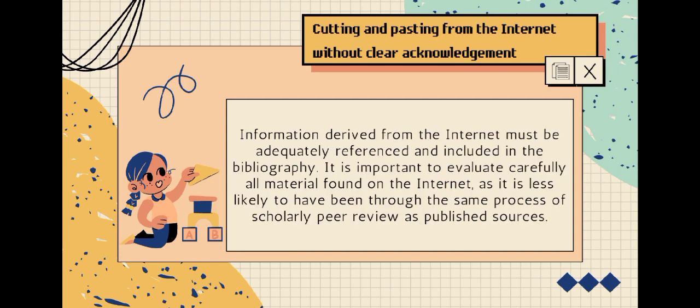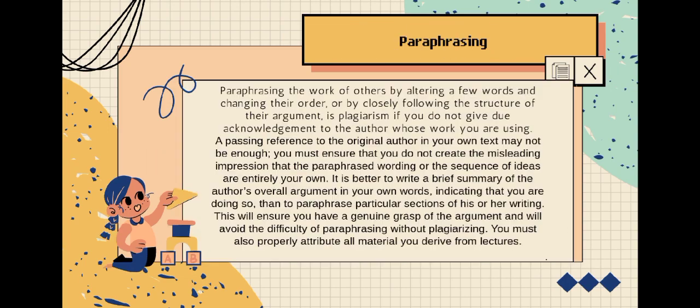Second is cutting and pasting from the internet without clear acknowledgement. Information derived from the internet must be adequately referenced and included in the bibliography. It is important to evaluate carefully all materials found on the internet, as it is less likely to have been through the same process of scholarly peer review as published sources.